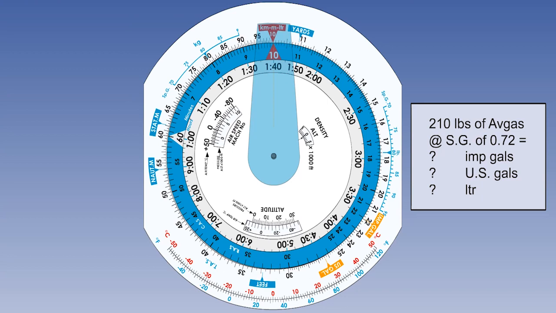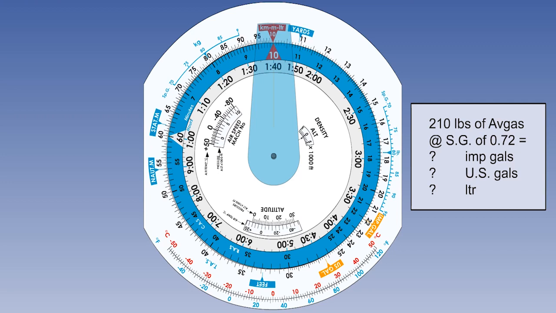Now for an example of how to convert a weight into a volume. As we always do, let's use an example to demonstrate how this function works. Convert 210 pounds of aviation gasoline at a specific gravity of 0.72 into imperial gallons, US gallons, and litres.